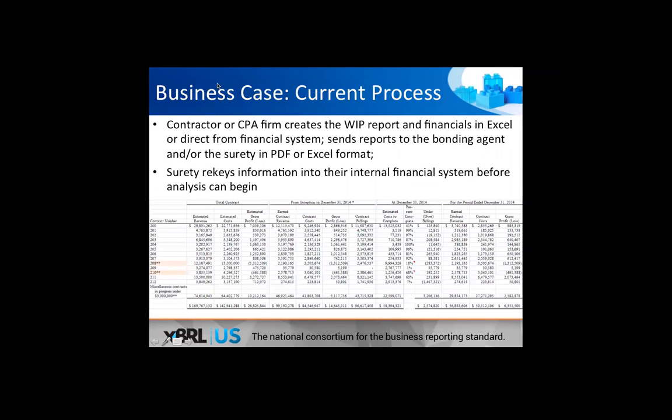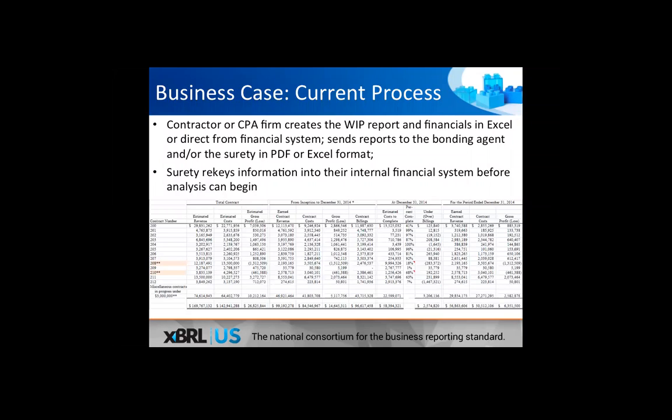Thank you, Michelle. As all of us are very aware, the current process for creation and reception of a WIP report or financial reports by the surety starts with the contractor. The contractor will either themselves or through a CPA firm create a WIP report in Excel or directly from their financial system. They'll send that report, which generally will come in different formats and as different types of files, to either the bonding agency, who will in turn deliver it to the surety, or they'll deliver it directly to the surety.